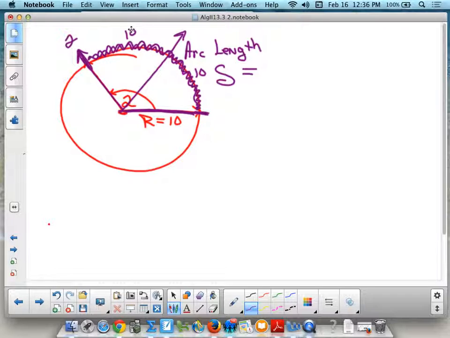So how do you get arc length? Tell me the formula. Radius times radians. Radius 10 times the amount of radians in your angle, 2, and you get your answer, 20. Does that make sense? Yeah?